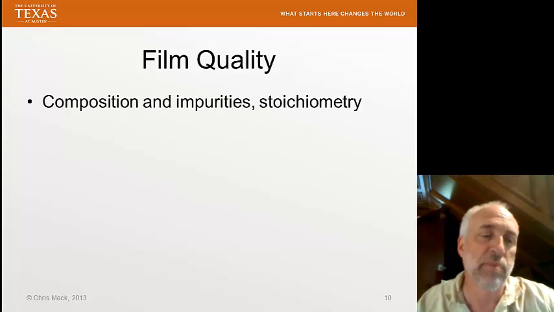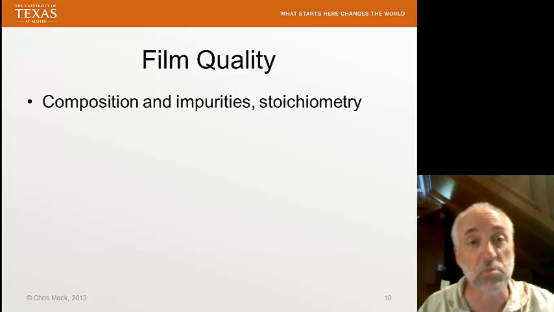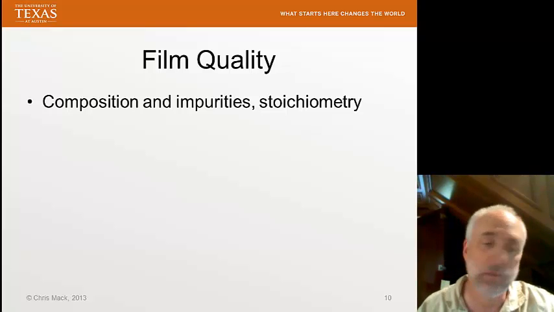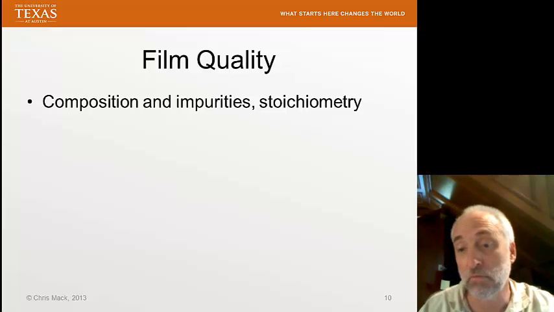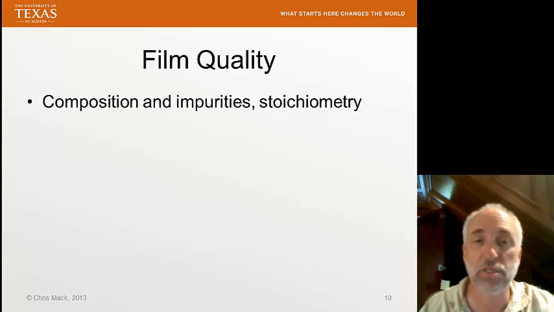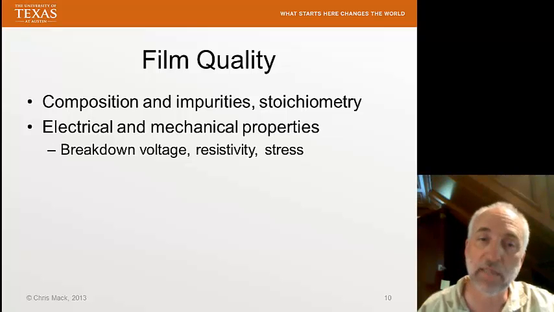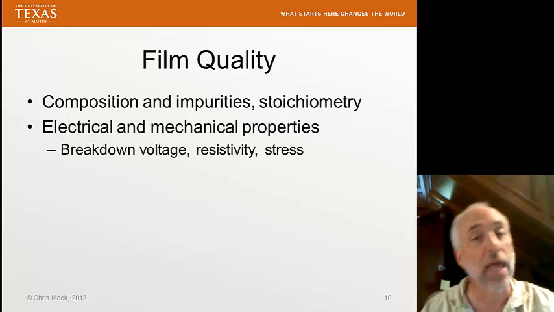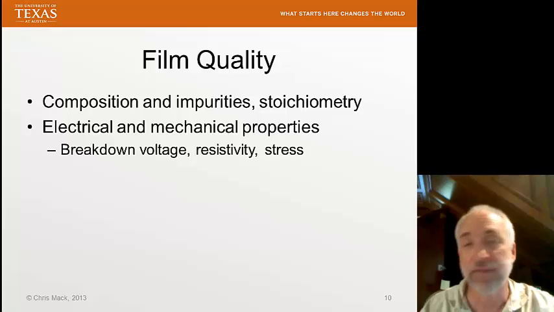First of all, maybe the most obvious thing is the composition. We're trying to achieve a film with a specific composition that has low numbers of impurities, has the right stoichiometry if it's a molecule, or the right composition if it's an alloy. We want it to have the right electrical properties and mechanical properties. We just talked about stress as a mechanical property of the film, but we also have electrical properties. Things like the resistivity for a metal film.